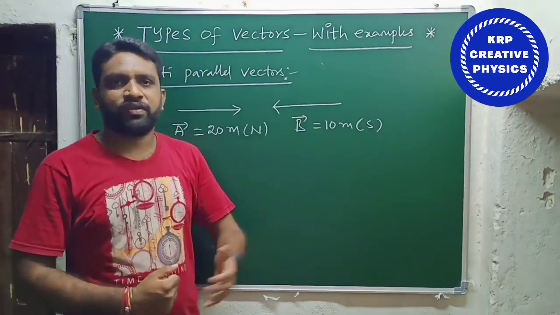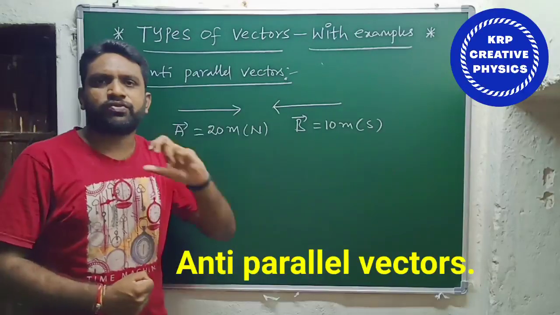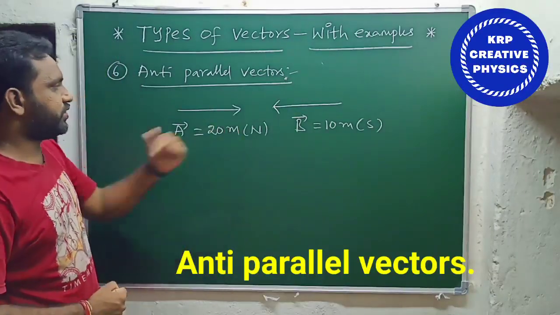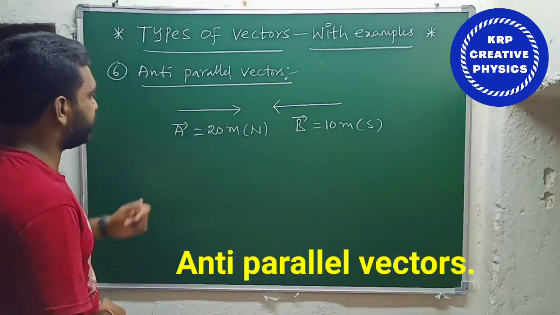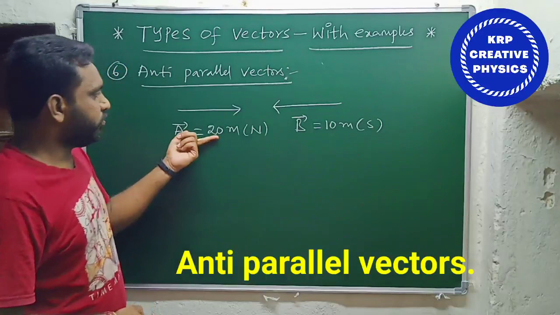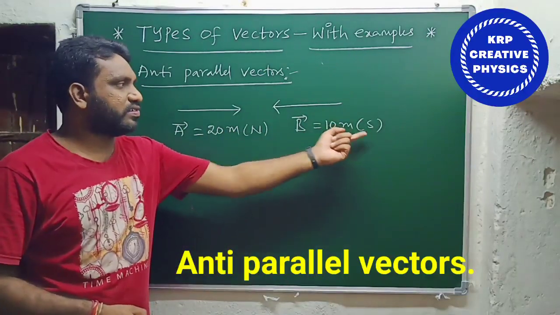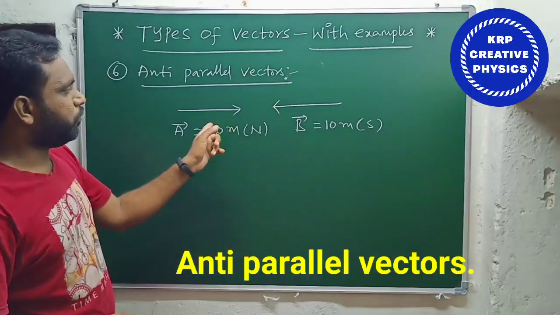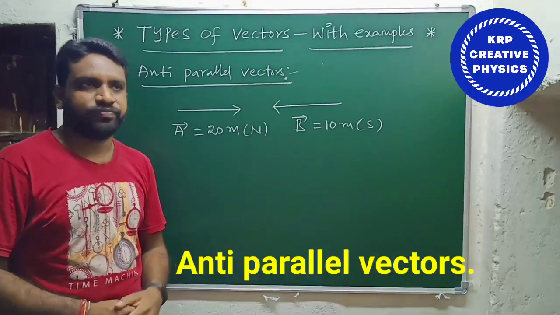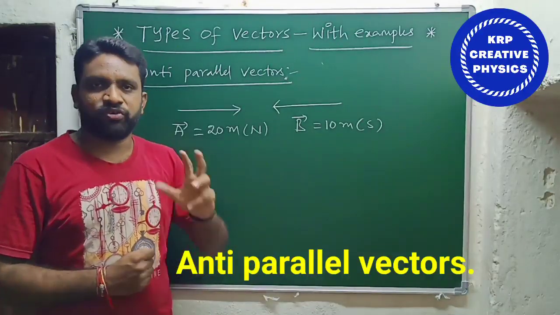Okay friends, after the completion of parallel vectors, we are going to learn about anti-parallel vectors. It is quite the opposite of parallel vectors. This is the best example for anti-parallel vectors. Here we consider two vectors, A and B. The magnitude of A is 20 meters and its direction is north, and the magnitude of B is 10 meters and its direction is south. Both the vectors are opposite in direction. That is the first condition: the two vectors should have opposite directions.